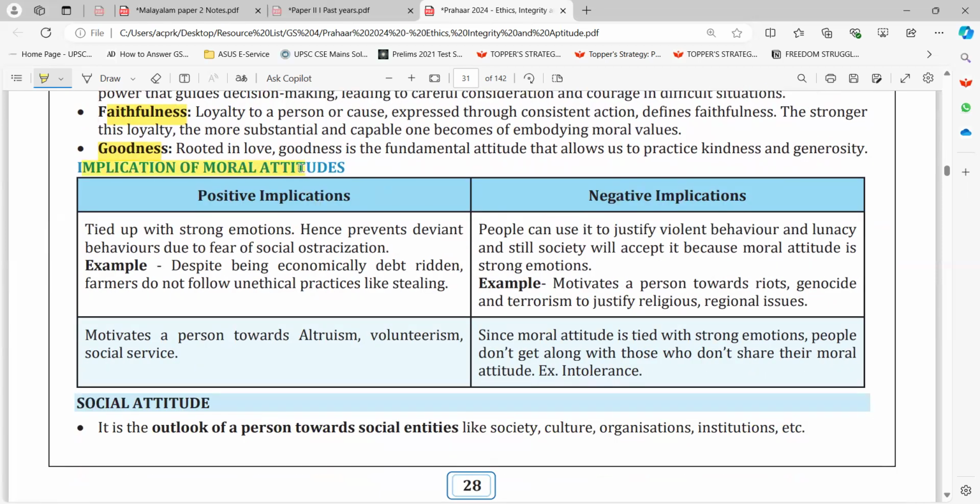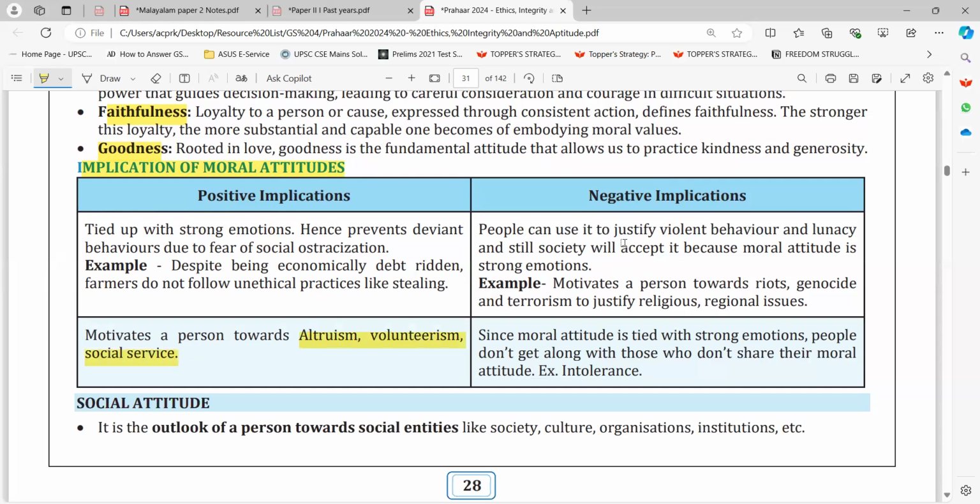Implications of moral attitudes, positive implications and negative implications. Positive implications: tied up with strong emotions, hence prevents deviant behaviors due to fear of social ostracization. Example, despite being economically debt-ridden, farmers do not follow unethical practices like stealing. Okay, positive implications also motivate a person towards altruism, volunteerism, social service.